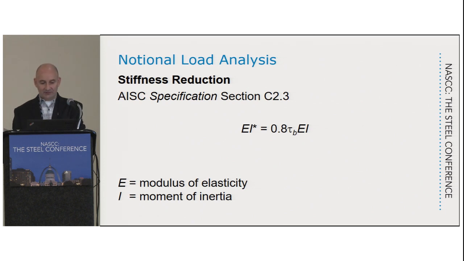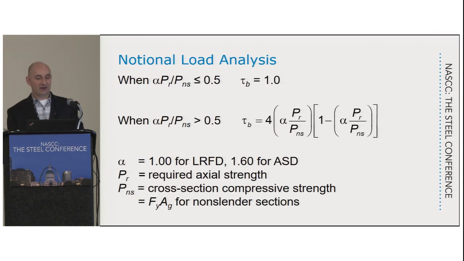All right, let's take a look at what tau B is. This is straight out of the specification. Now, a lot of times you're going to be at that top one where tau sub B is 1. And the reason is because you've got your axial load on the column, P sub R. This is 1 for LRFD, the alpha. And your P sub NS is what I called earlier the squash load. It's the yield stress times the gross area.